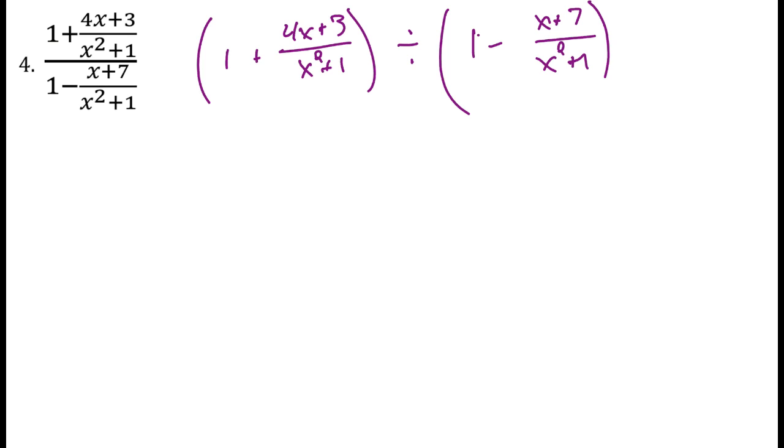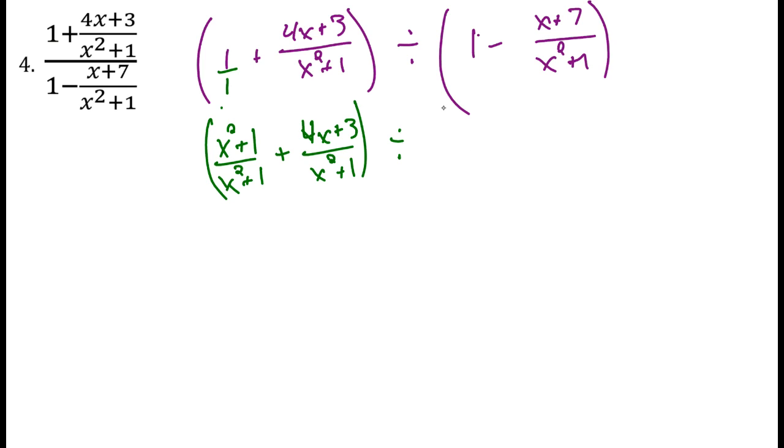Let's deal with the first rational expression. I need a common denominator of x squared plus 1. So I'm going to rewrite that 1 where I can multiply both the numerator and denominator by x squared plus 1. Plus 4x plus 3 divided by x squared plus 1.